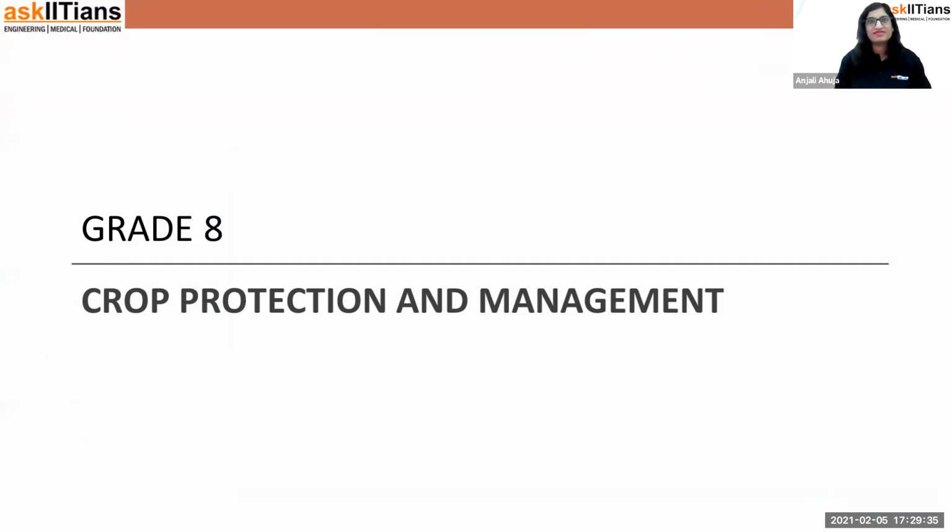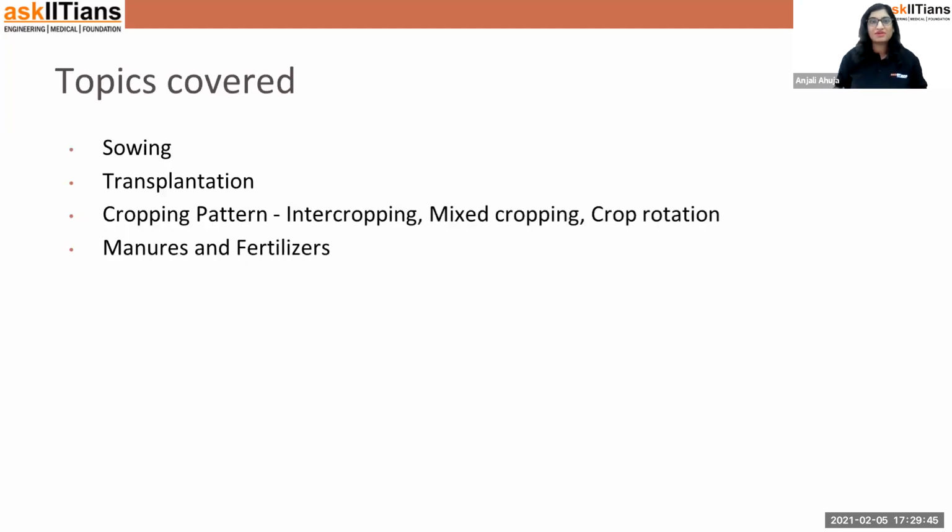Then the very first step we discussed was ploughing, leveling, giving a little manure at that time. What is done after that? Those steps we are going to learn. As you see on the screen, we are going to cover these things. After we have made our soil ready to grow the crop, what do we have to do? We have to sow the seeds, or we can go for transplantation also.